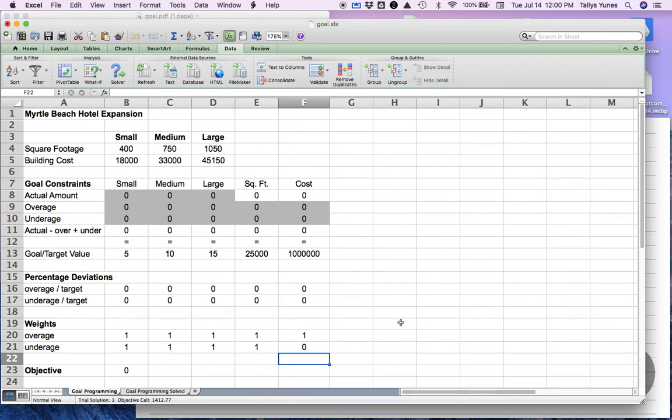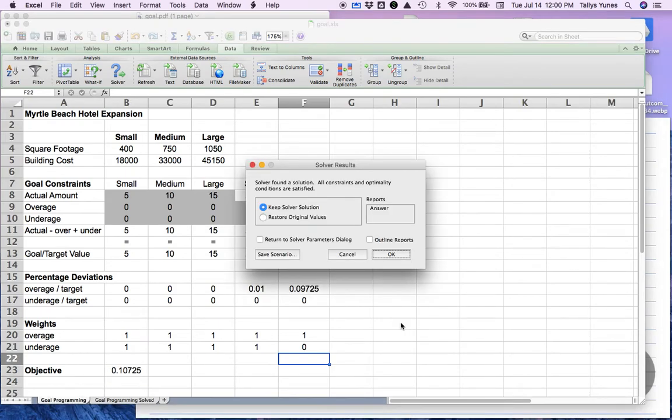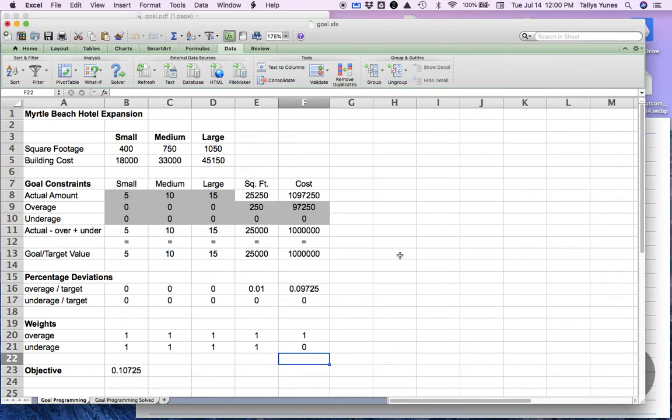So let's see. Okay, let's take a look at what happened. The proposal here is the following. We are going to get you, Mr. Davis, the guy who's asking for this solution, your 5, 10, 15 rooms that you wanted. So no deviation here. See, the OU of the SML is 0, 0, 0.